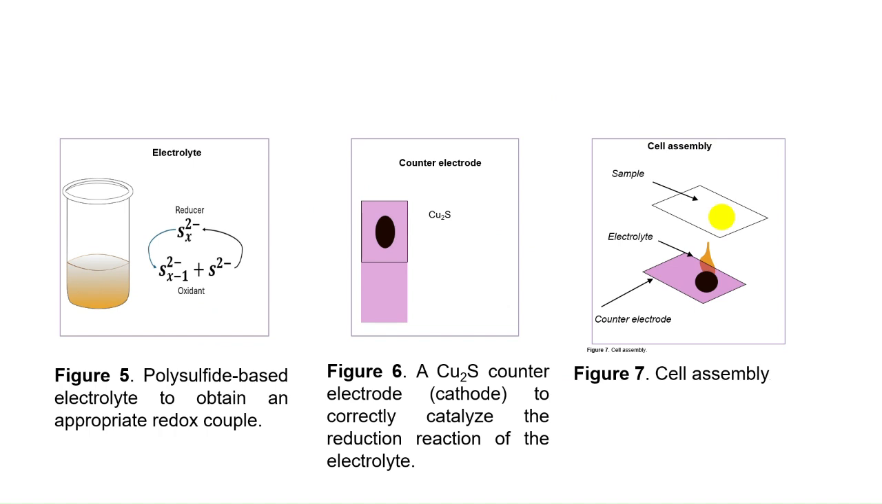For the whole photoelectrode, there is a polysulfide-based electrolyte. What is achieved with this electrolyte is an appropriate redox couple. A copper sulfide counter electrode was used as cathode in order to correctly catalyze the reduction reaction of the electrolyte. At the end, the cell is assembled as follows. A drop of electrolyte is added on the counter electrode, then the sample is placed on top of it and characterized.